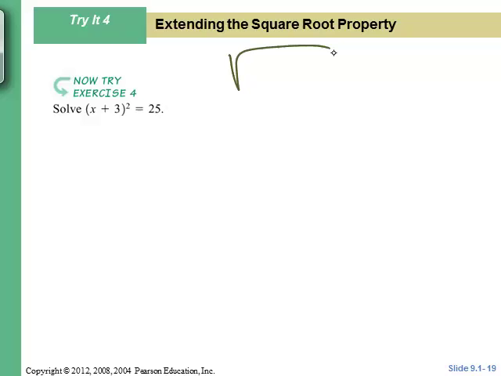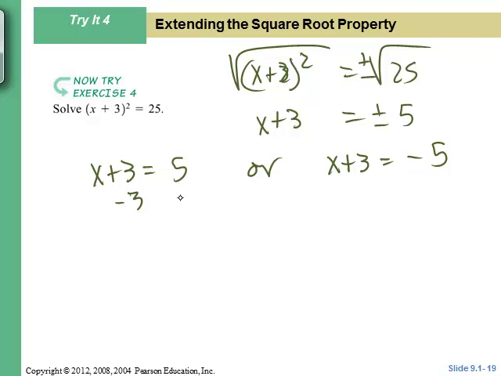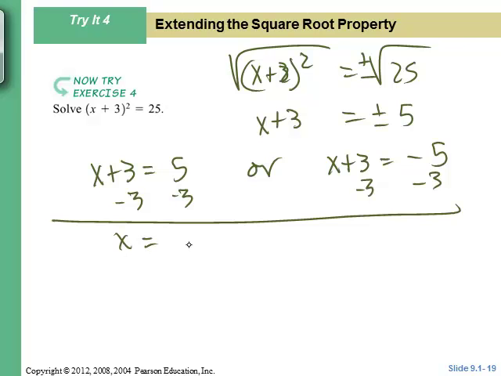Okay, take the square root of both sides, x plus 3, excuse me, squared, equals plus or minus square root of 25. X plus 3 equals plus or minus 5. X plus 3 equals 5, or x plus 3 equals negative 5. Subtract 3 from both sides, and we get x equals 2, or x equals negative 8. How about this one?